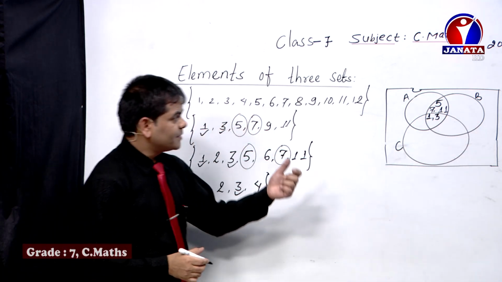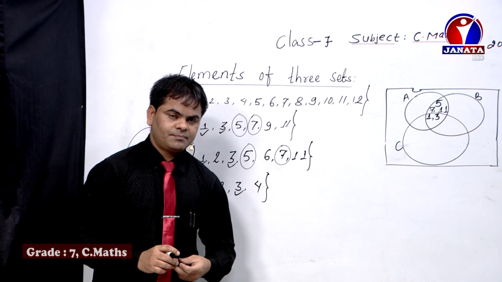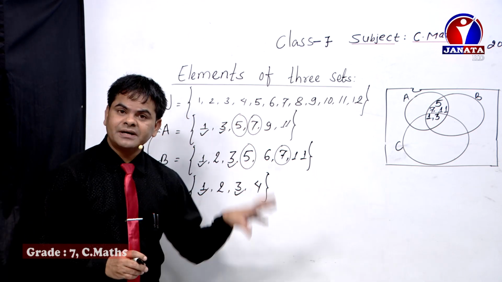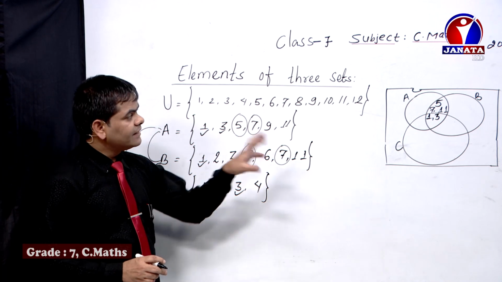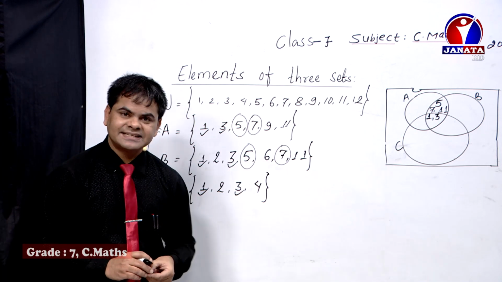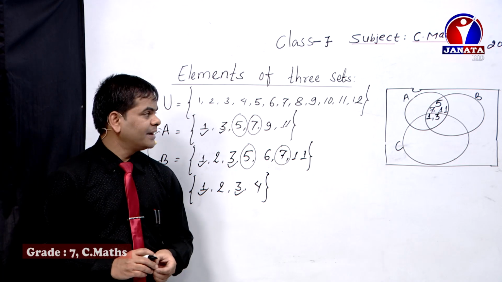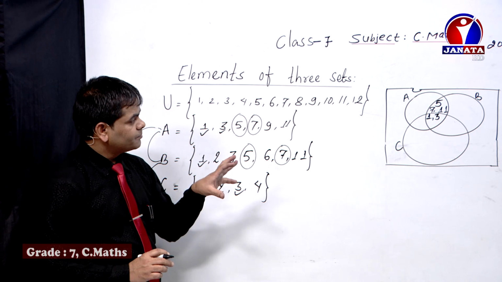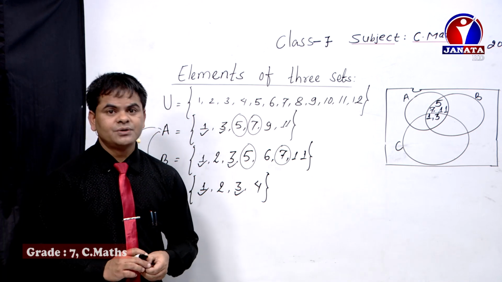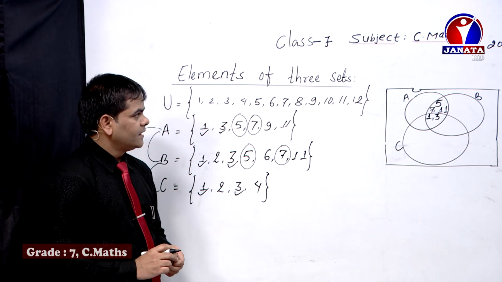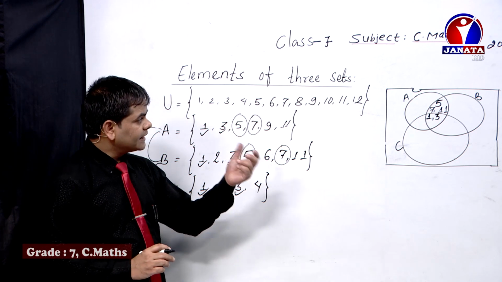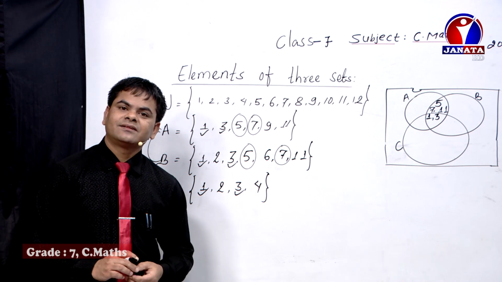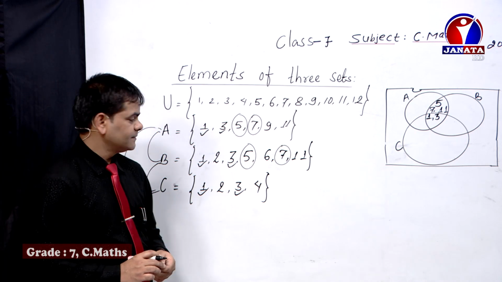Dear friends, while preparing the Venn diagram of elements of 3 sets, make the circle a little bit bigger so that it will be clear while writing the elements inside it. And while preparing the circle, do not forget to use the compass and pencil. And while preparing the Venn diagram or the rectangle, do not forget to use the scale so that the figure becomes neat and clean.